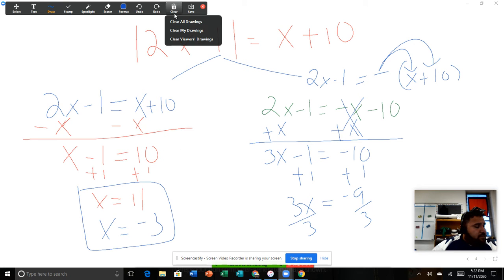All right. Let's see. Now, always go back and check because there could be an extraneous solution. If it is extraneous, that means that it's not part of the solution. You basically got to exit it out. Okay.